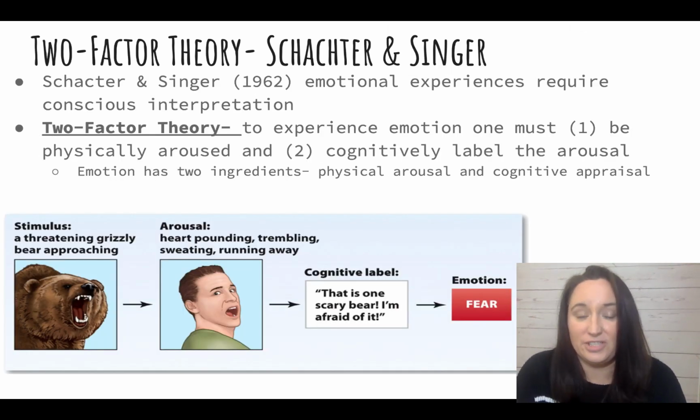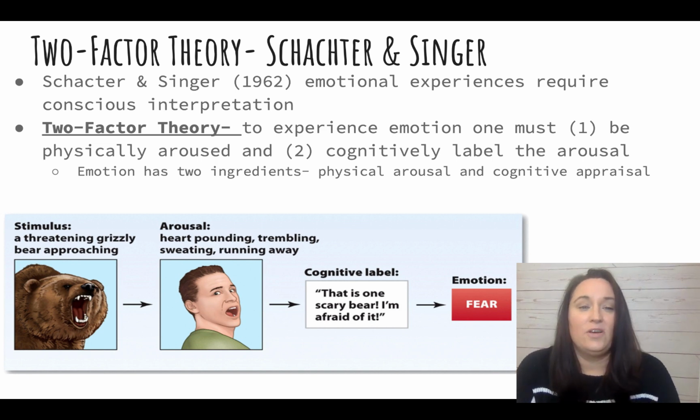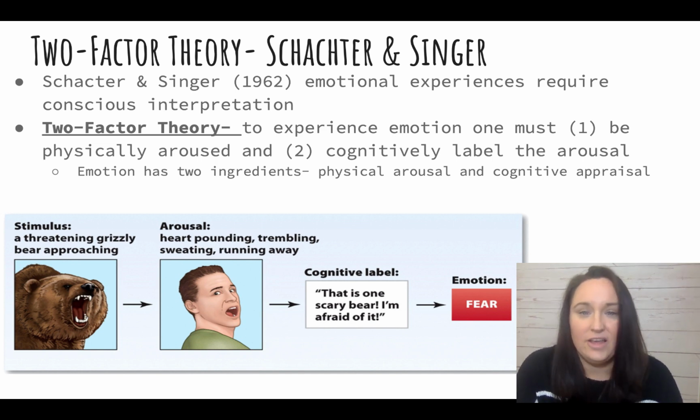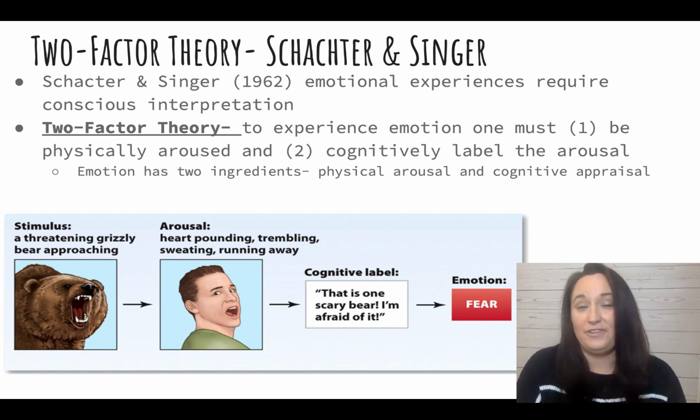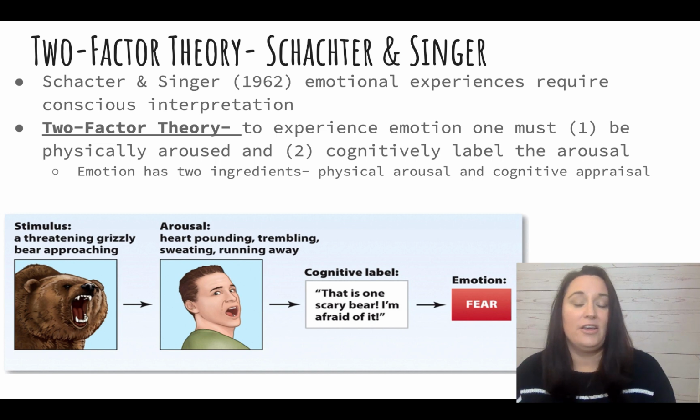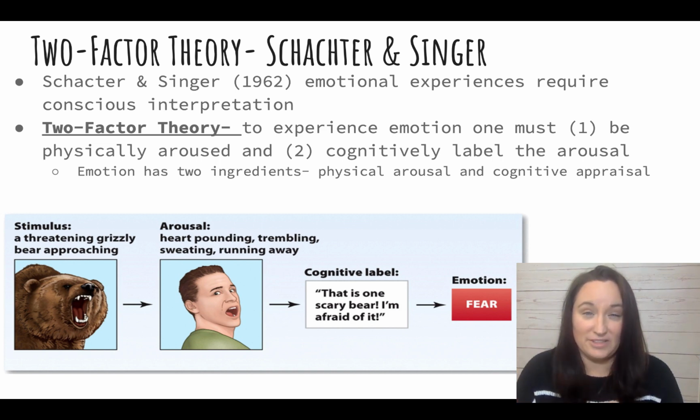So the third theory is the two-factor theory, also known as the Schachter-Singer theory. Sometimes it can come up named either way. And so this is the more modern theory. And this one says that our emotional experiences require some sort of conscious interpretation. So it's actually adding a new thing. It's not just physiological arousal and emotion. There's a piece that has been missed in those other 2 theories. And that piece is the way we think about what's happening, the way we label it cognitively.